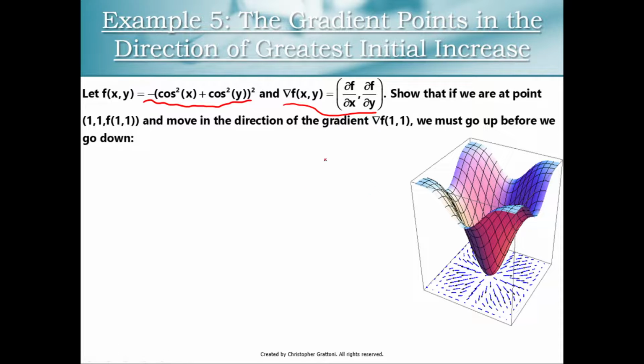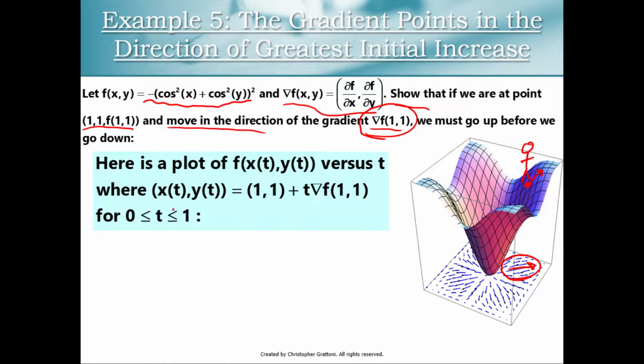And this question asks us to show that if we're at the point (1, 1, f(1, 1)) on our surface, and we move in the direction of the gradient vector, we have to go up before we go down again. Well, part of that sounds kind of obvious because we know how the gradient vector is defined. The gradient vector tells us that if we're standing at a point on our surface, our first step is going to be in the direction of greatest initial increase. So we know that if we follow our gradient vector, our first step is going to be uphill before we start to go downhill again.